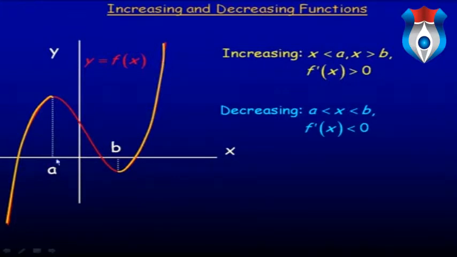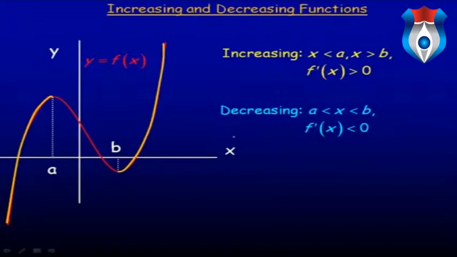I've defined that maximum point to have an x-coordinate A and this minimum point to have an x-coordinate B. Notice that anywhere to the left of A along the x-axis, the function is increasing. To the right of B, or greater than B, the function is also increasing. So I could write those as intervals. It's increasing where x is less than A and also where x is greater than B.